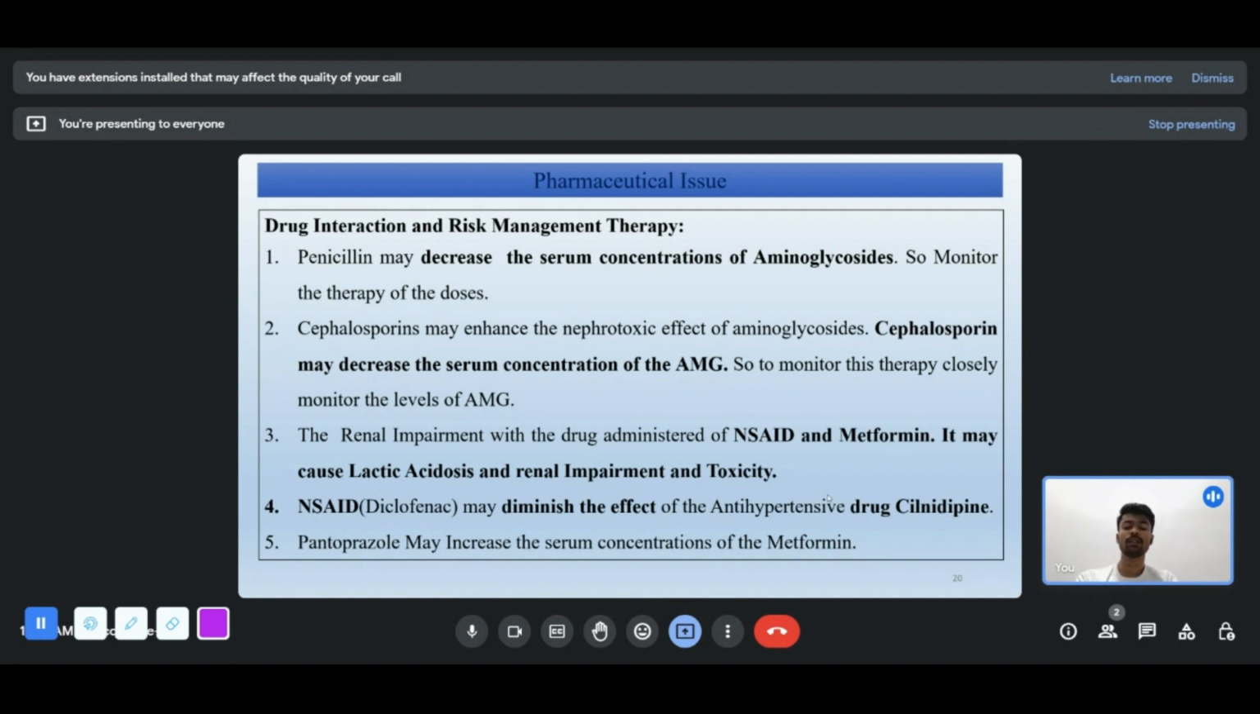Next drug is pantoprazole, which may increase the serum concentration of metformin. So metformin should be given after 6 hours, or as long as possible after pantoprazole action is diminished, then we have to give the drug metformin.